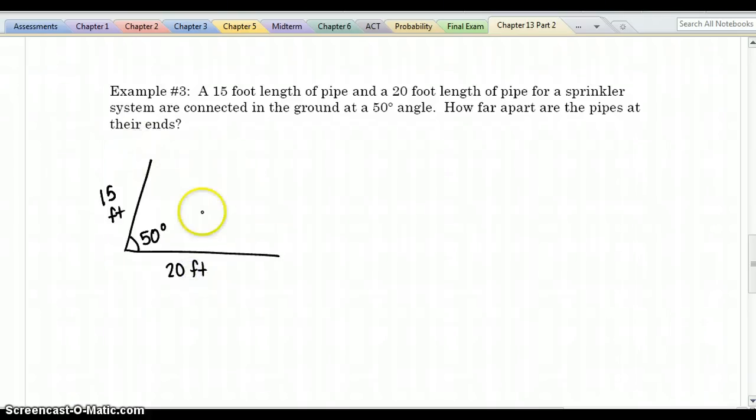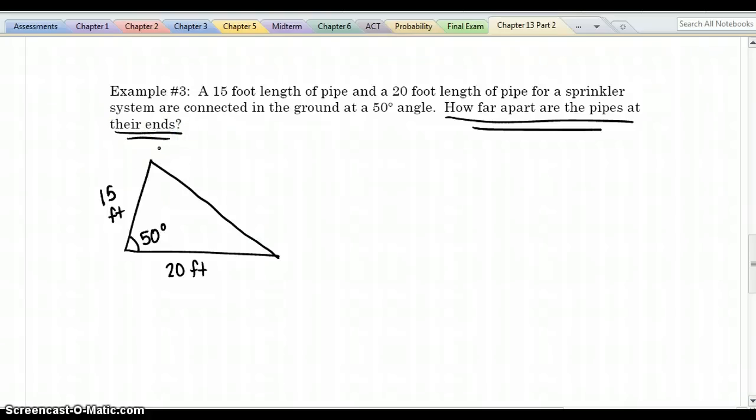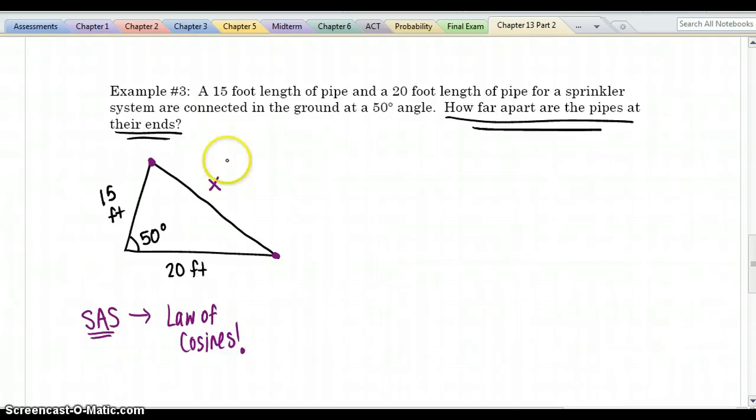Well, with these problems, we always want a triangle, so we should know to connect these. And it says, how far apart are the pipes at their ends? So, how far apart are the pipes at their ends? Well, here's an end of one pipe, here's an end of another pipe. So we're actually trying to solve for this missing side. And since here we also have side, angle, side, we're going to go ahead and use law of cosines. Alright, this one's a little bit shorter since we're only solving for one piece. So if you want to try this one also, be my guest. Otherwise, like I said, we will go over these problems in class.